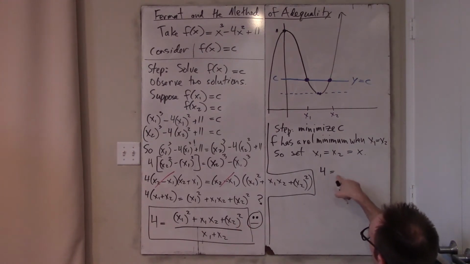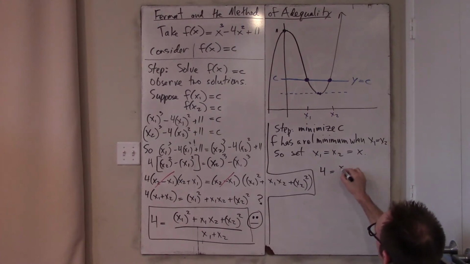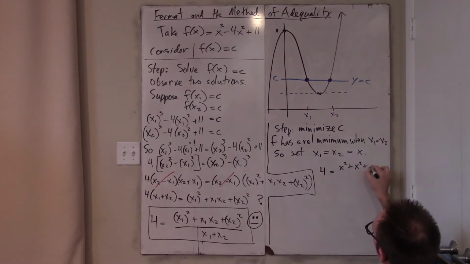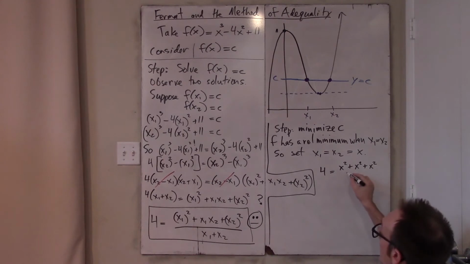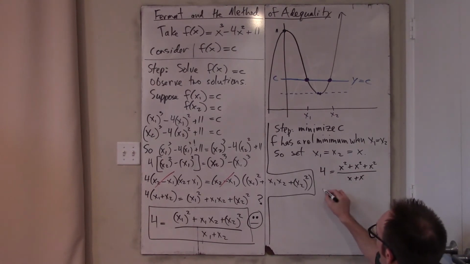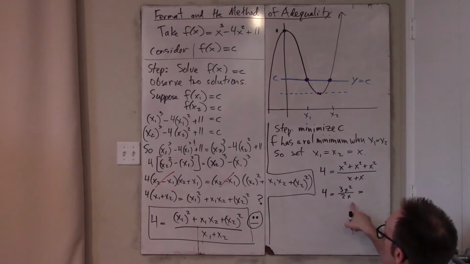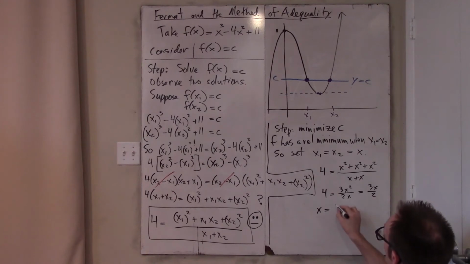So I'm just calling both of them x now, so I get x squared plus x squared plus x squared all over x plus x. And okay, in modern language, this says that 4 is 3x squared over 2x. And you can even cancel the x's, so 3x over 2. And suddenly we get that x is 8/3.